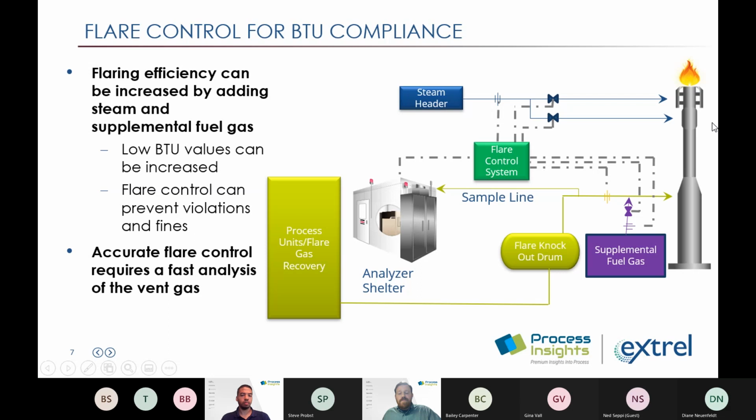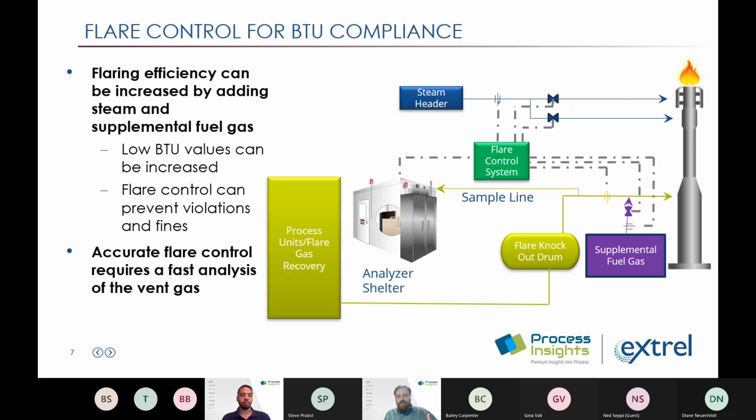But in addition to adding steam, which increases the combustion of the vent gas, you can also add supplemental fuel gas, usually in the form of natural gas. And this will increase the BTU value, so it'll increase the combustibility of the vent gas. And you can see that's valved right into the line headed to the flare. So when the EPA set in a 15-minute reporting block as part of the requirement for the RSR rule and the EMACT and the MONMACT, what they did was create something of a complex control challenge.